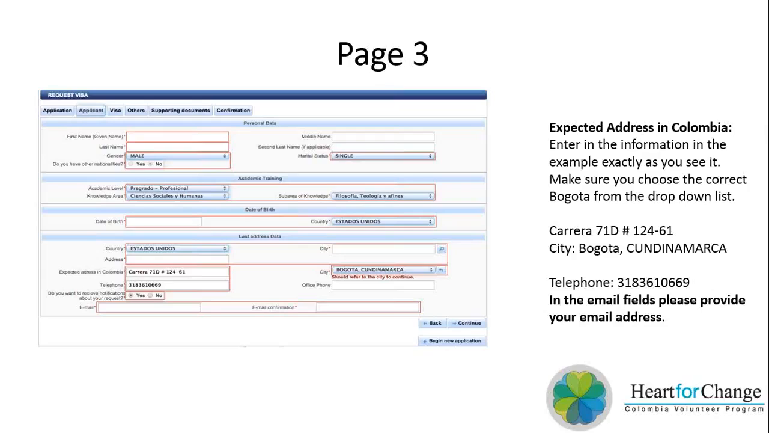Expected address in Colombia. Enter the information in the example exactly as you see it. Make sure you choose the correct Bogotá from the drop-down list. Carrera 71D, número 12461. City, Bogotá, Cundinamarca. Telephone 318-361-0669. In the email fields, please provide your email address. Click Continue.